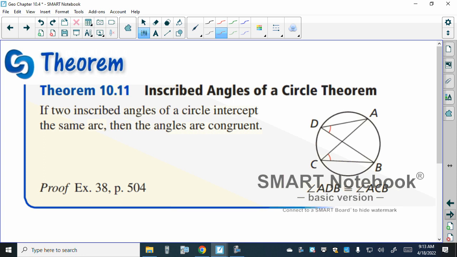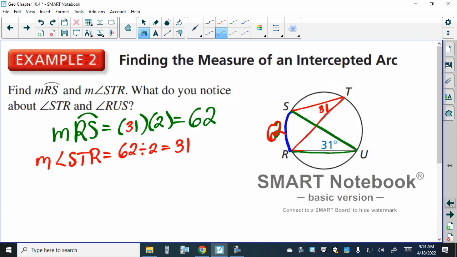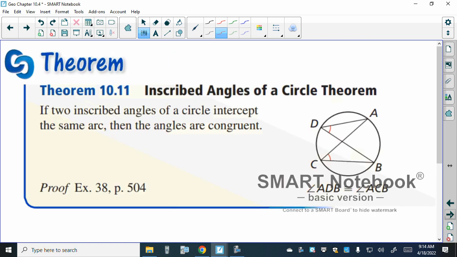Inscribed angles. Two inscribed angles of a circle that intercept the same arc are congruent, which is exactly what we saw here. STR and SUR, both of those inscribed angles have the same arc, RS. So they're going to be congruent, which is what this theorem says. Two inscribed angles of a circle intercept the same arc, here AB. It means that those two angles have to be congruent. They have to be the same. Questions on this here?